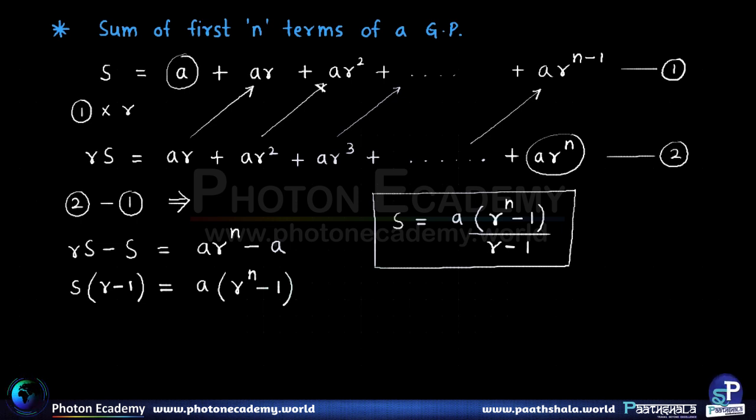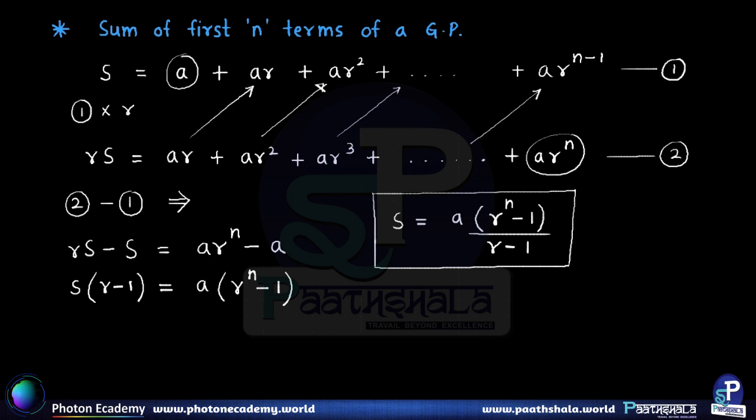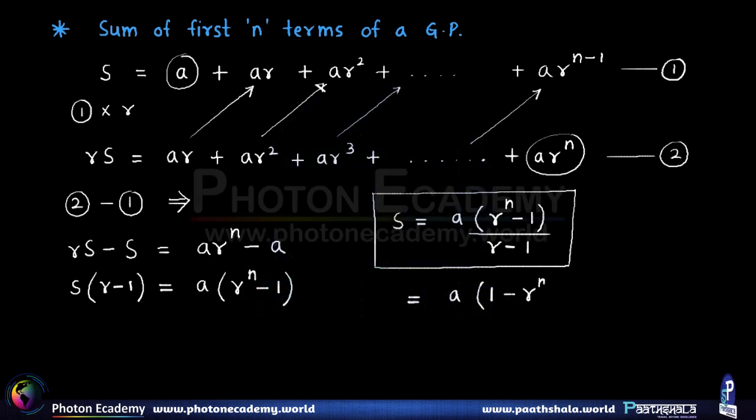Now here we had subtracted first equation from second equation. We could have also done the other way around, that is we could have subtracted second from first. So in that case the formula will become, instead of r raised to n minus 1, we'll have 1 minus r raised to n whole divided by 1 minus r, right, which is nothing but equivalent to the first form only. So these are really not two different formulae but one and the same.